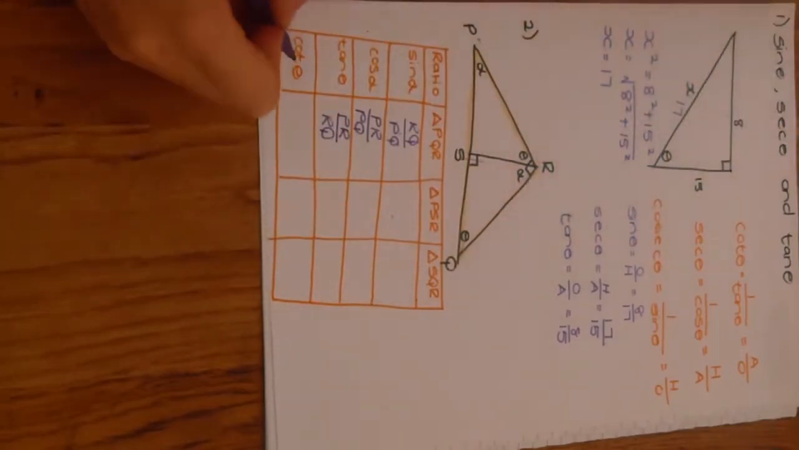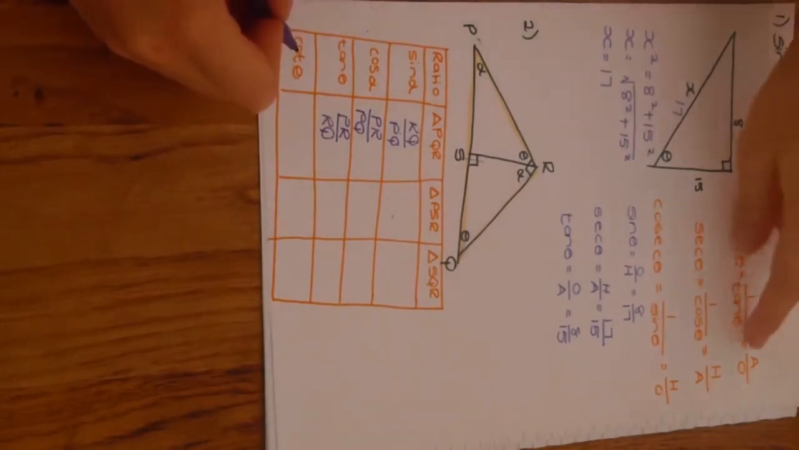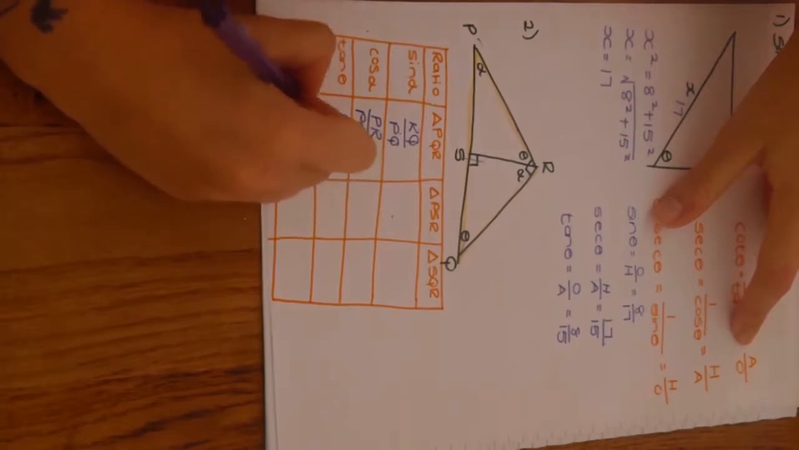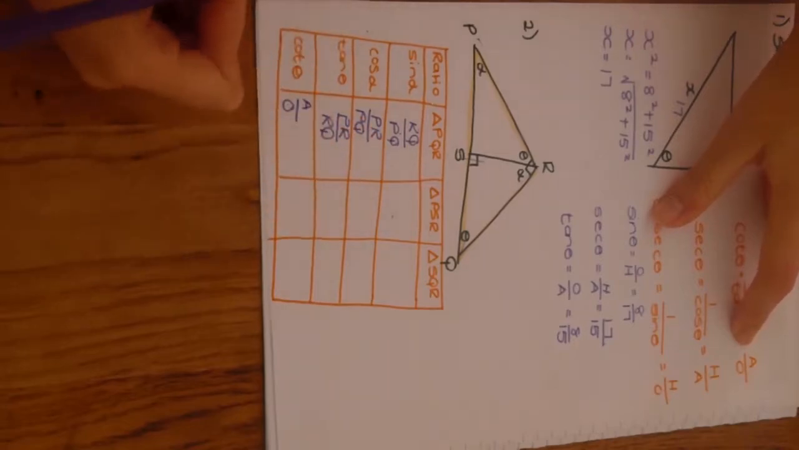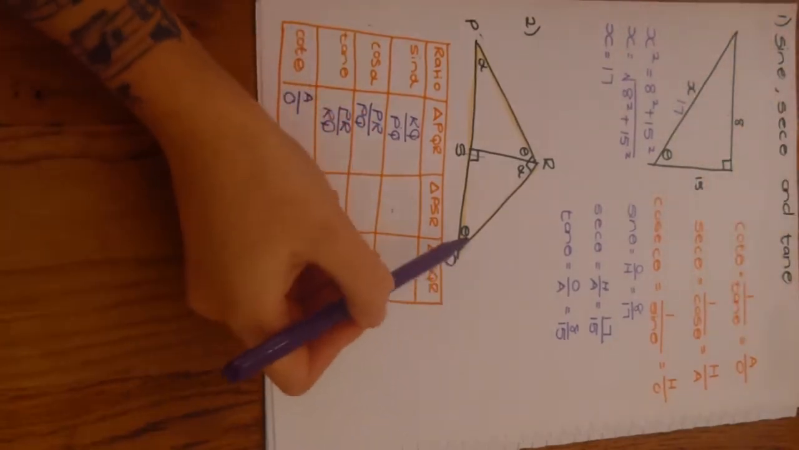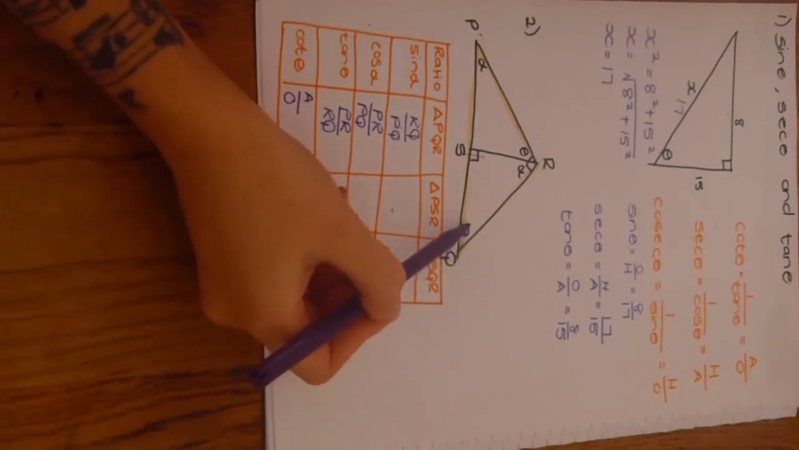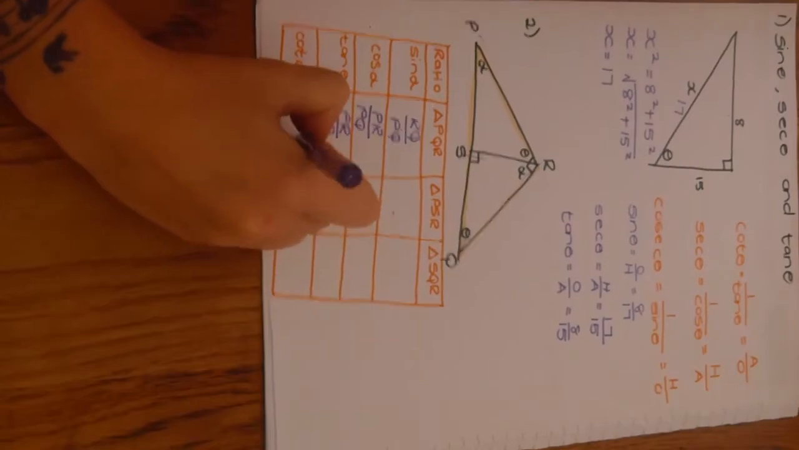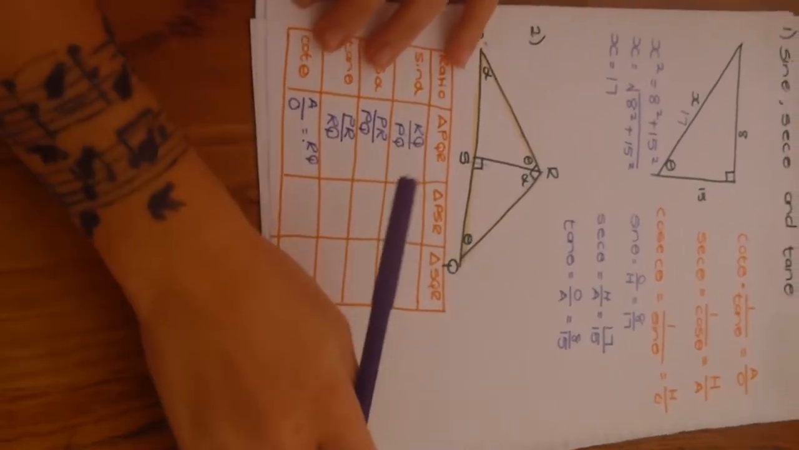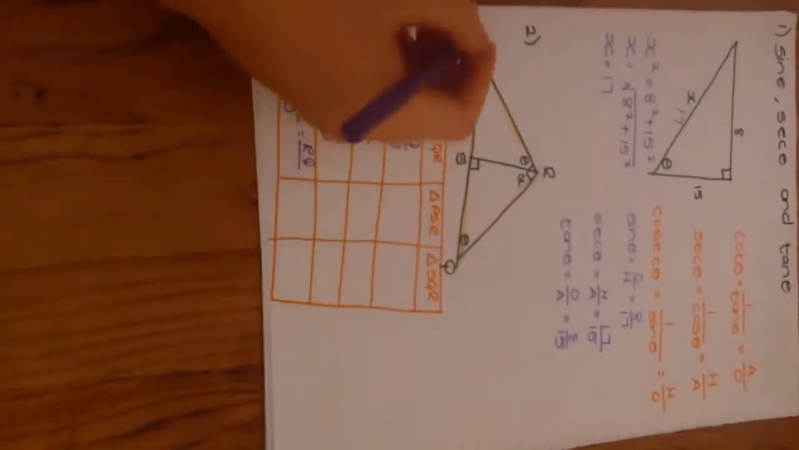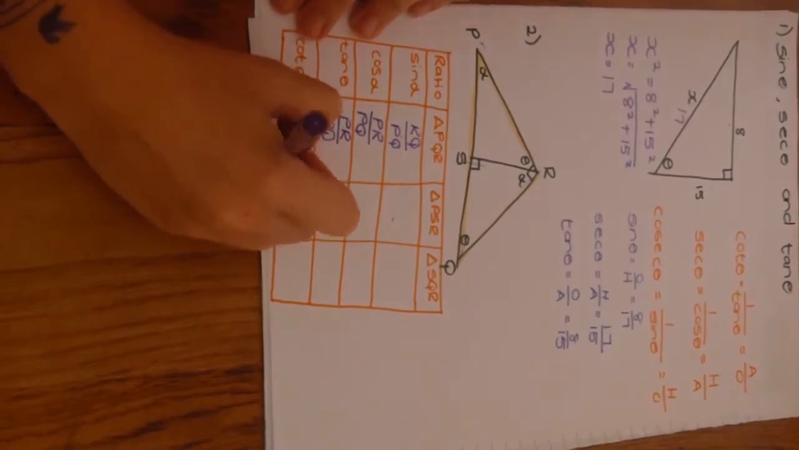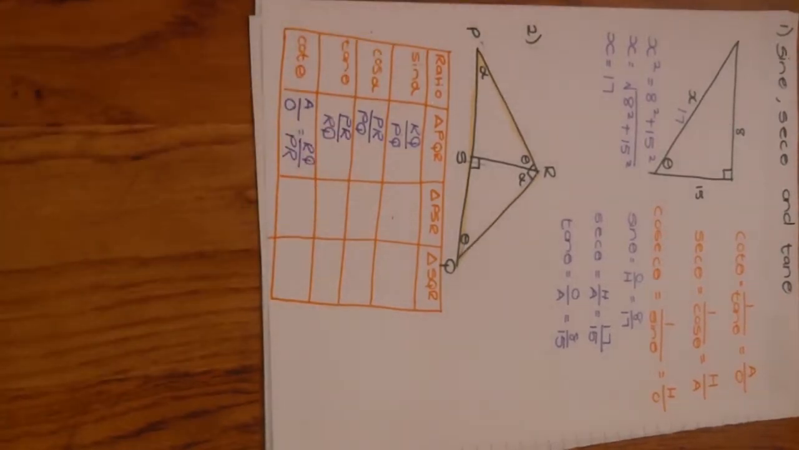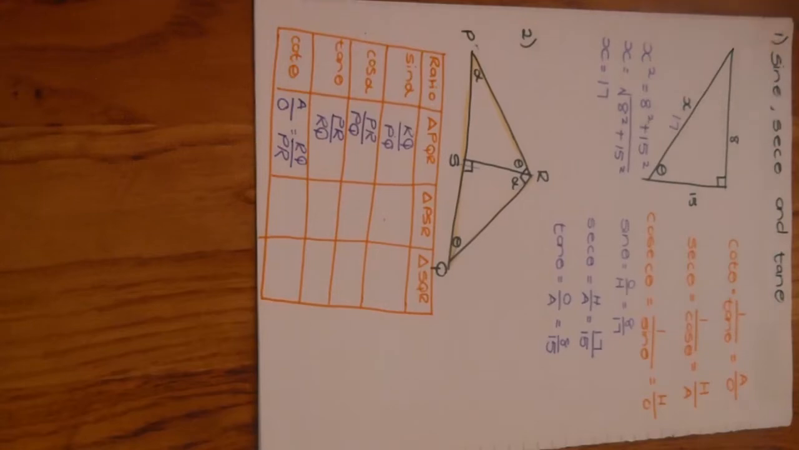Over here they're asking for cot. Just to help yourself, remember cot is adjacent over opposite. So now you're looking for adjacent over opposite. From here, adjacent is RQ over opposite, which is PR. That's everything in the big triangle.